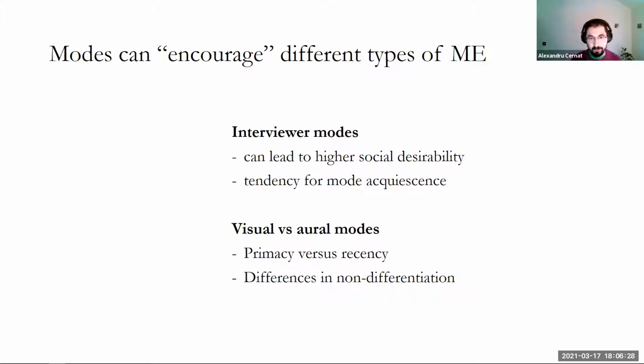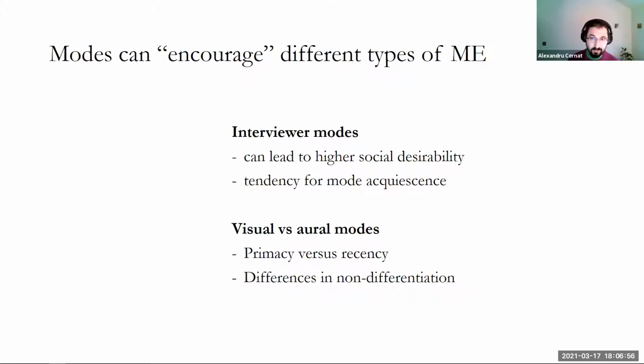Well, from my reading of the literature, there are two big dimensions here. One is whether an interviewer is present or not in the mode. So we can put in one category face-to-face and telephone modes, and we can put in a separate category mail or web modes. And then if we have an interviewer, this can impact basically a couple of things.